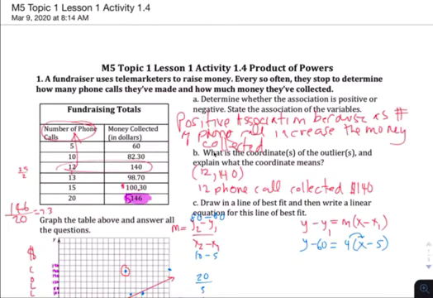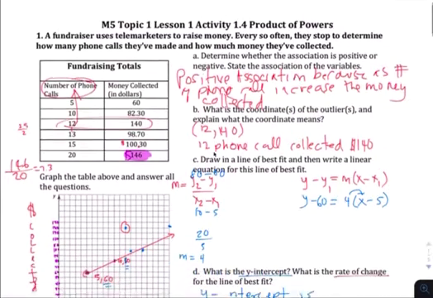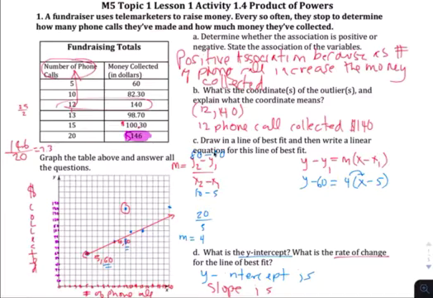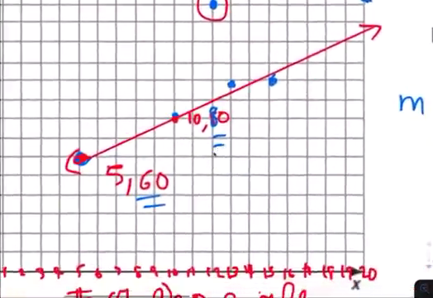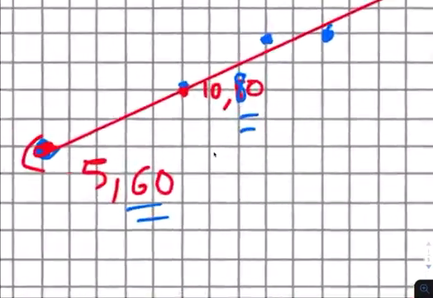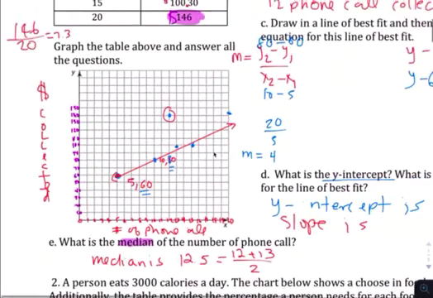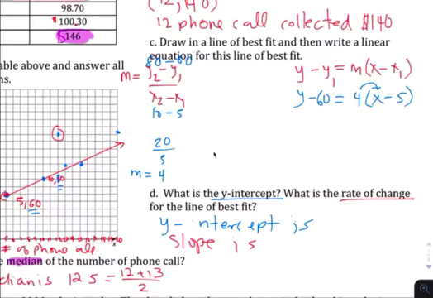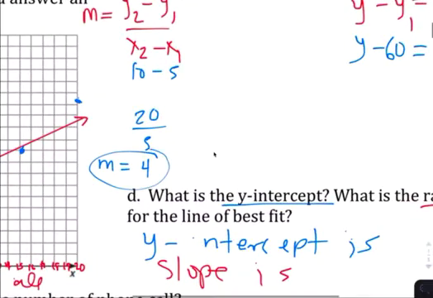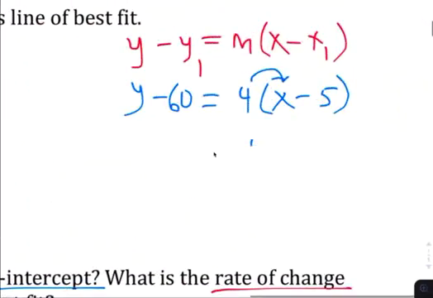This is what we did today. In some classes, depending on what coordinates you use, one class told me to use 10 and 80. You can always make a dot there, and 10 and 80 would work. Okay, and then your slope is 4. It's a nice slope, right? 4x minus 20, then y minus 60 equals that.